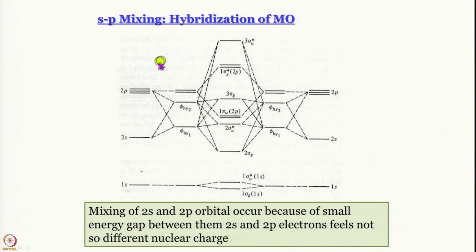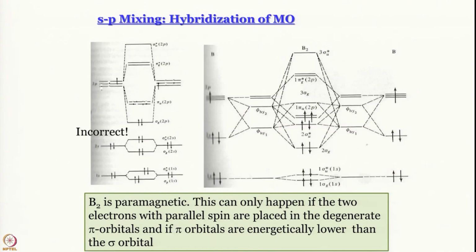As a BSc student, I used to be fascinated by this diagram even before I read this. This is again from Huheey's book. It looks like a lunar lander, I forgot the name right now, the lunar module used by the first lunar expedition. It looks something like that, right. So this is the scheme that is proposed involving sp mixing.